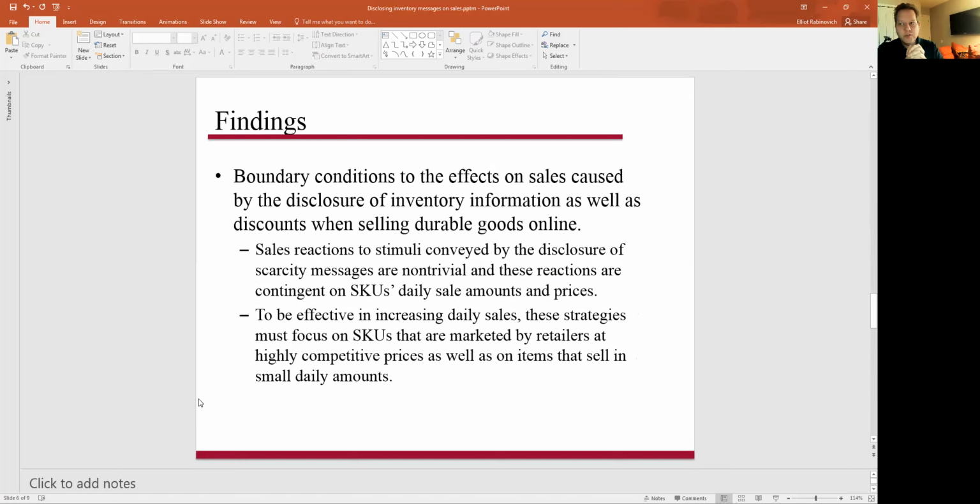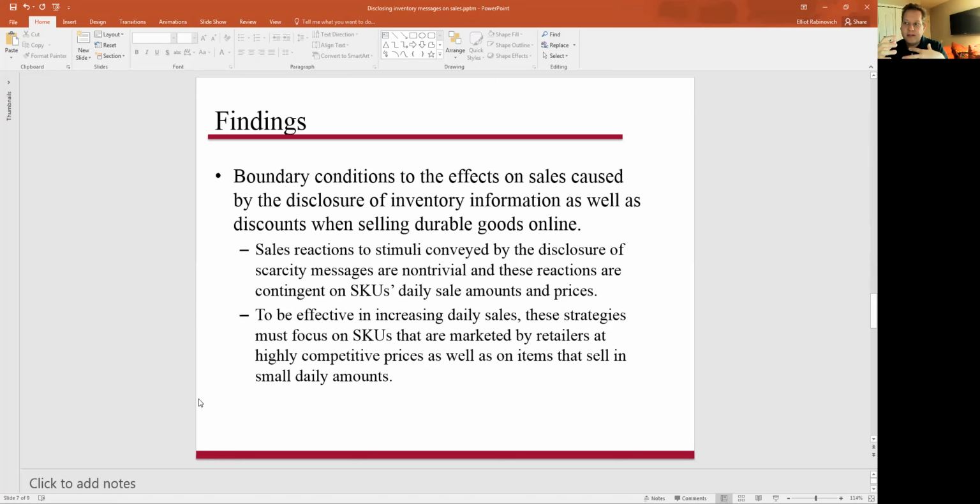Based on these results, we provided in the paper, and you can look at all the details there, boundary conditions for the different effects on sales caused by the disclosure of inventory information and discounts when selling this type of goods online. So I think that, overall, that's the broader contribution. And so these adverse reactions in sales to these inventory level disclosures, the scarcity messages, are certainly non-trivial.